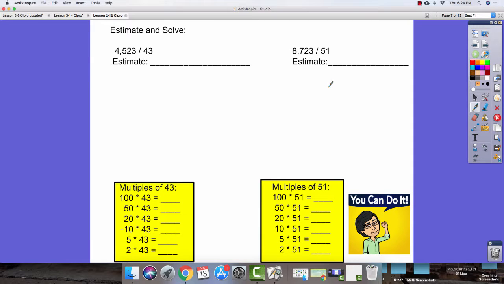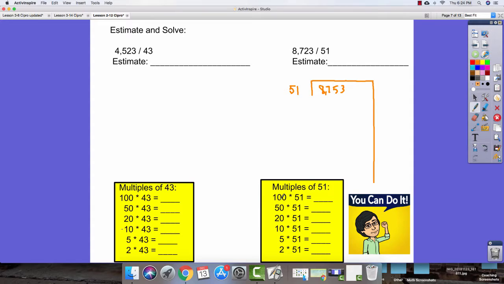All right, so I just want to review real quick some partial quotient strategy for division, okay? So let's do this one because this is our best example since we have a very large number here. So we're going to do 8,753 divided by 51, okay?